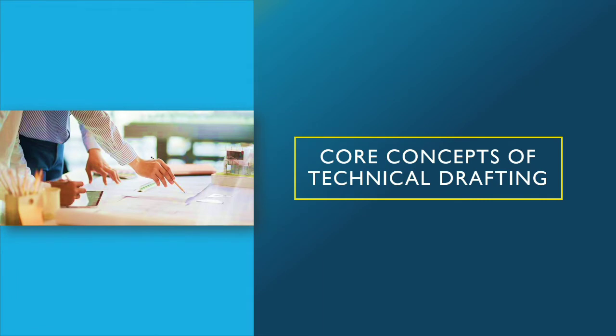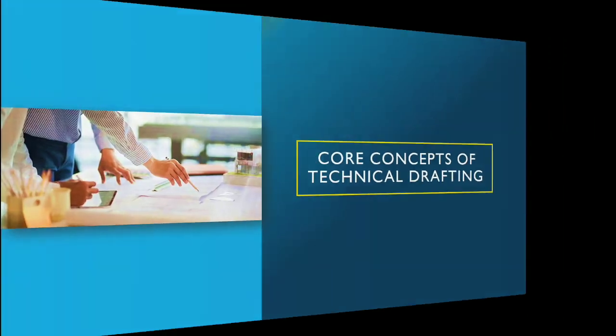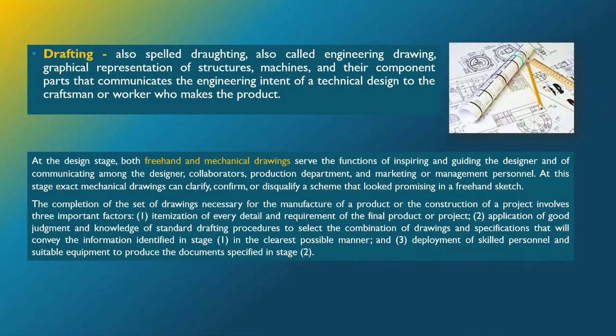Core concepts of technical drafting. Drafting, also called engineering drawing, is the graphical representation of structures, machines, and their component parts that communicates the engineering intent of a technical design to the craftsman or worker who makes the product. Primarily, drafting is the communication format for engineers. Without drafting, engineers wouldn't be able to communicate complex plans and design features to contractors and architects.